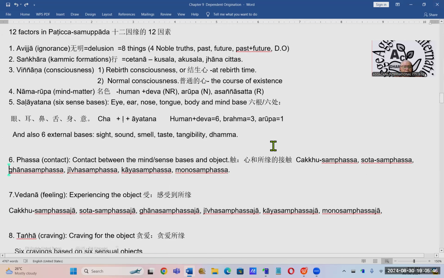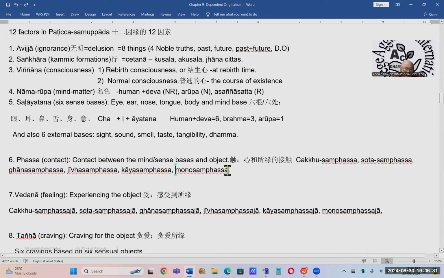On this classification, all right? Now, contact between the mind, sense bases, and object. So that's a contact. In detail, we call it Chakku Samphassa, Sota Samphassa, Ghana Samphassa, Jivha Samphassa, Kaya Samphassa, Mano Samphassa. Chakku is eye, Sota is ear. So we call it eye contact, ear contact, Ghana is nose contact, tongue contact, body contact, and mind contact. Typing Mano should be Mano, okay?